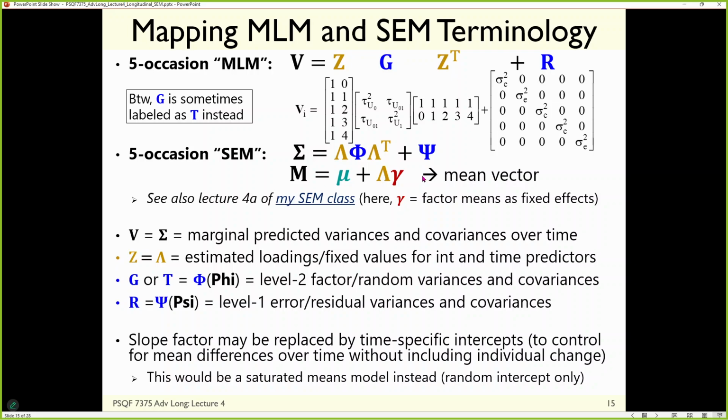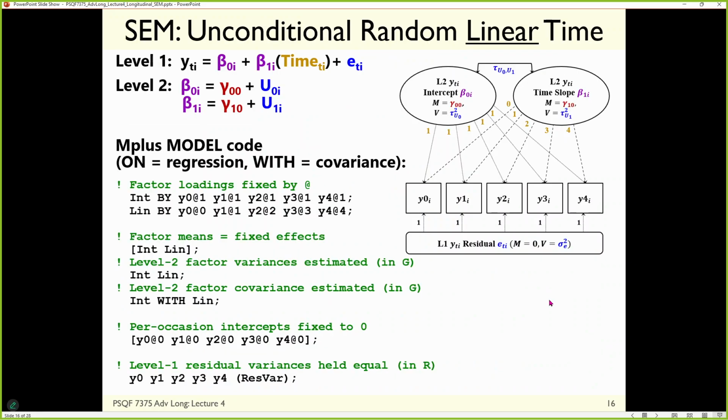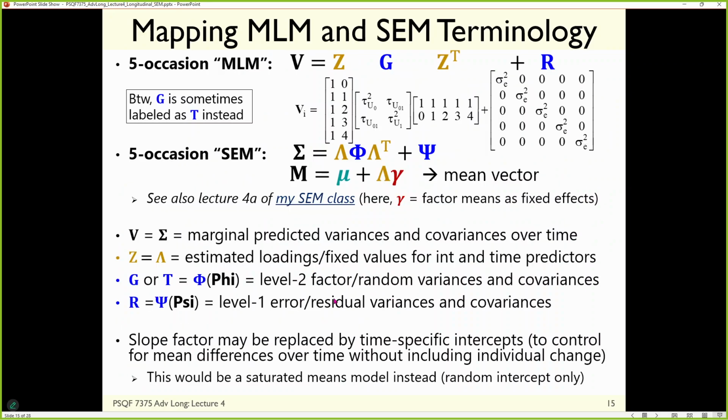So, that is R. So there is a 1-to-1 mapping here. It is literally the same thing with different letters and terminology. So now we can see some code. So any questions about the mapping part?